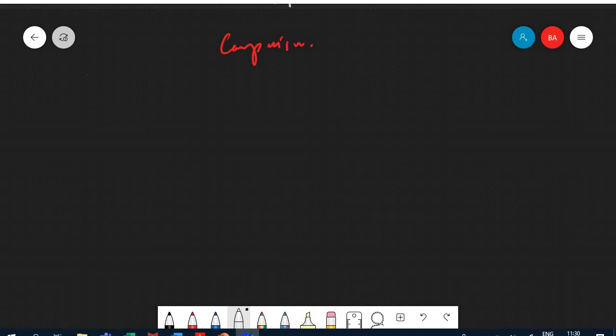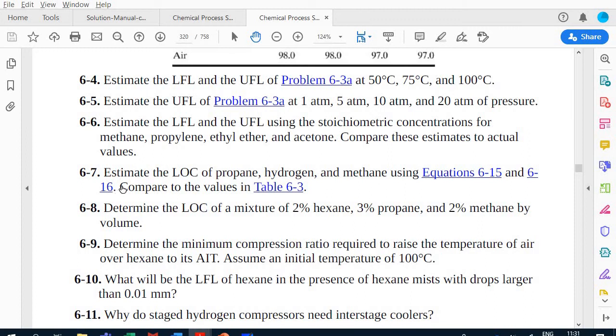Great. So I will leave the rest for you. But you're going to find the same conclusion even for the rest: the LFL is going to be accurate, and for the UFL, the upper flammability limit, you're going to have some differences and not an accurate value.